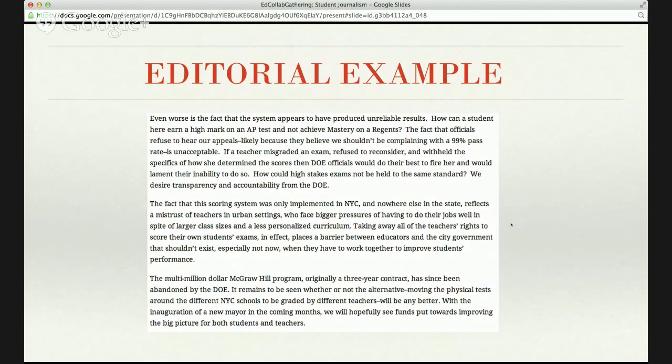So let me show you some examples. This is one of our editorials that I loved. Two years ago, New York City decided that teachers couldn't grade their own Regents exams anymore. So they had to be taken away from the schools, shipped to Connecticut, scanned into computers, emailed to other schools in New York City, and then graded by teachers from other schools than your own. Problem was that the computer system didn't work, and the grading was just entirely messed up.